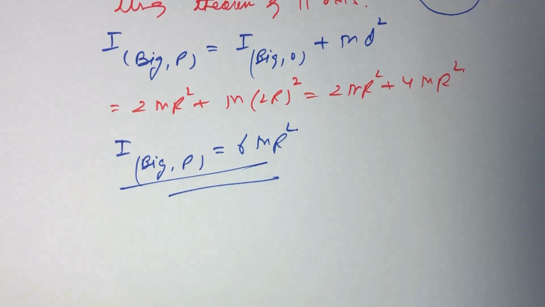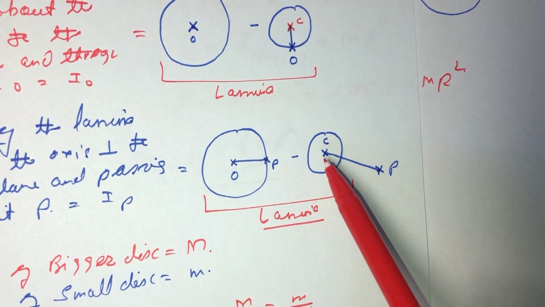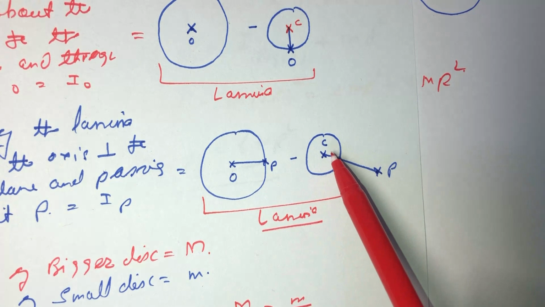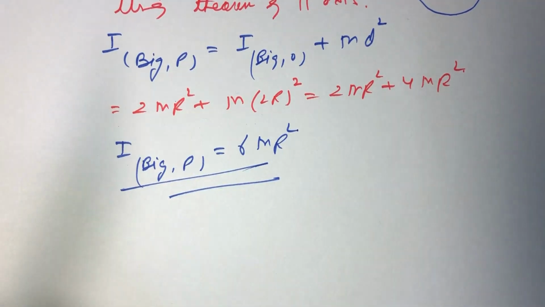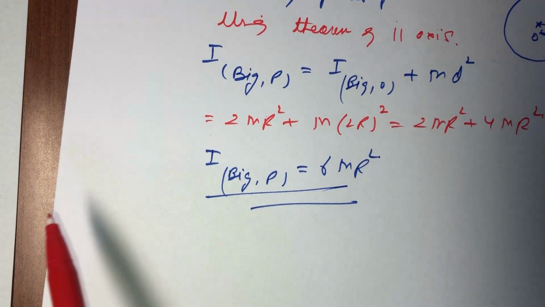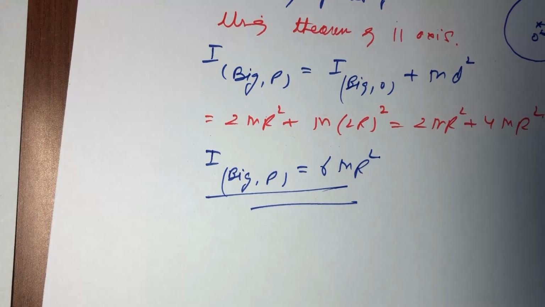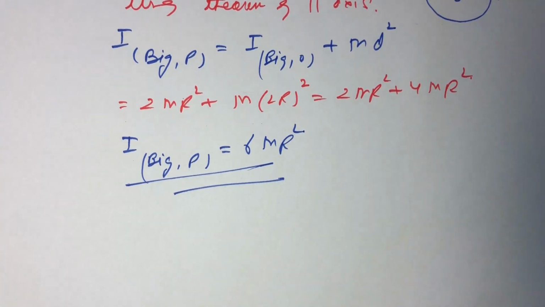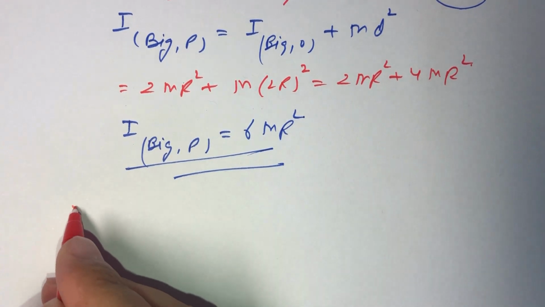Now we are going to find out the moment of inertia of the smaller disk about an axis which is parallel to the axis passing through C and at point P. Once again, through C we already know, so we are going to use the theorem of parallel axis and find out the moment of inertia about point C for the smaller disk.